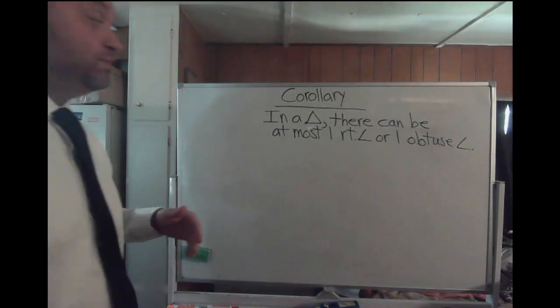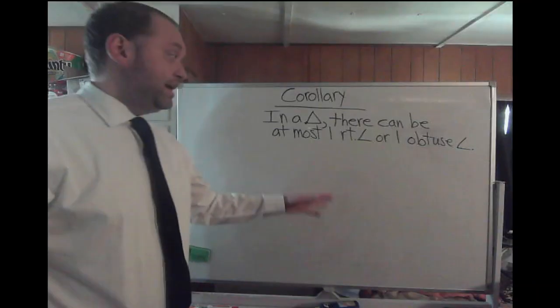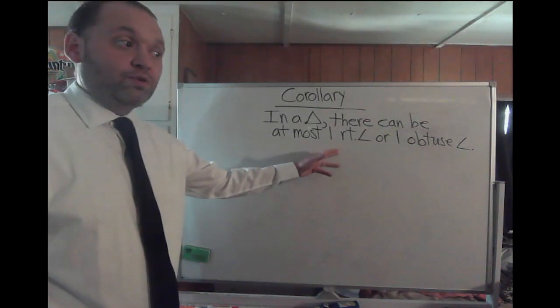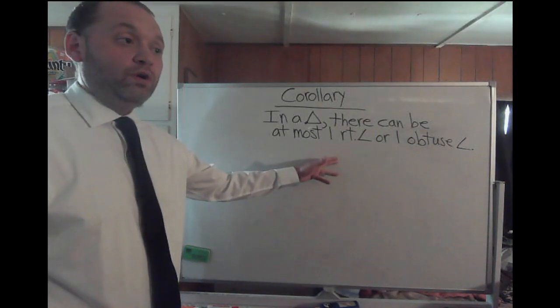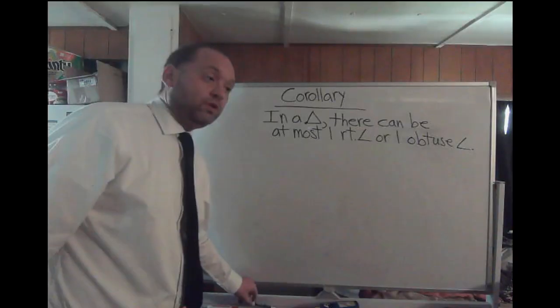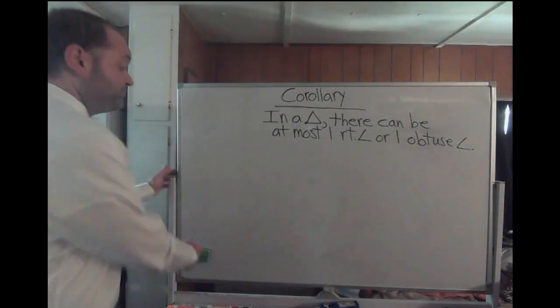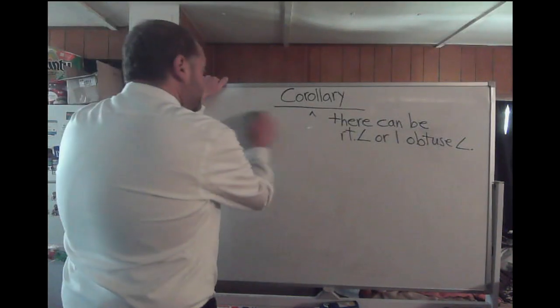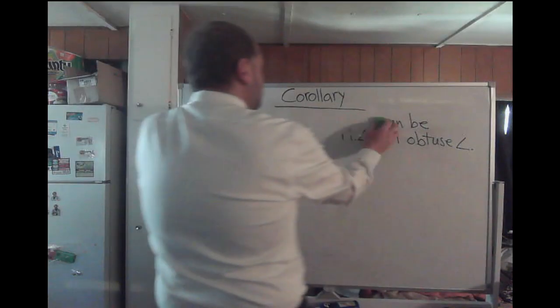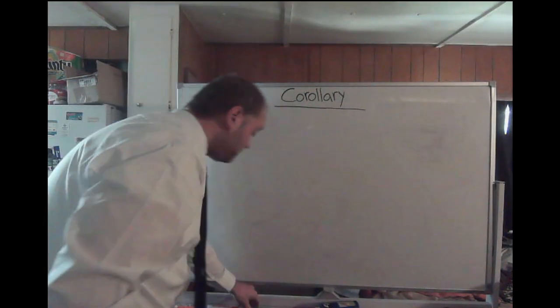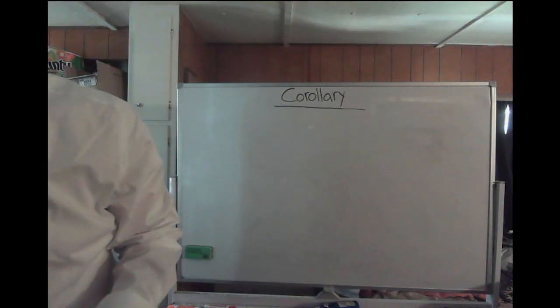And I promise you, if you try to draw a triangle with more than one right angle or obtuse angle, it's not going to work. You'll end up drawing a quadrilateral unbeknownst to you. So that would explain that one. I have one final corollary, then a theorem.